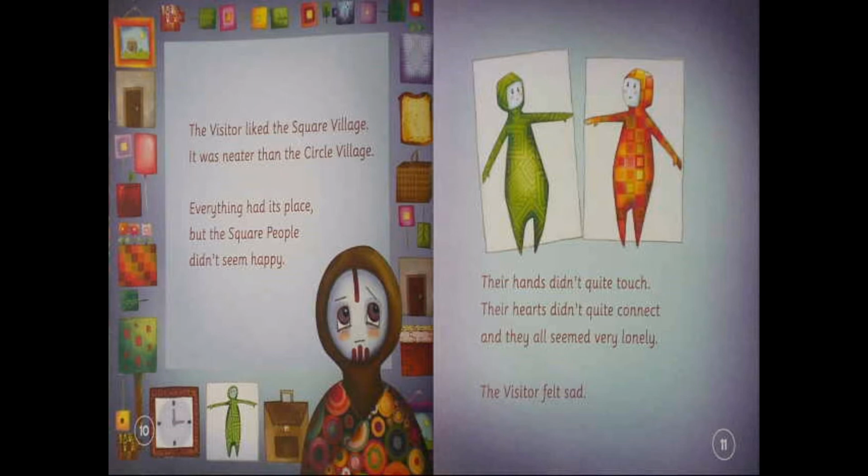The visitor liked the square village. It was neater than the circle village. Everything had its place, but the square people didn't seem happy. Now notice the face on the circle visitor compared to the faces on the square villagers. Their hands didn't quite touch. Their hearts didn't quite connect. And they all seemed very lonely. The visitor felt sad.